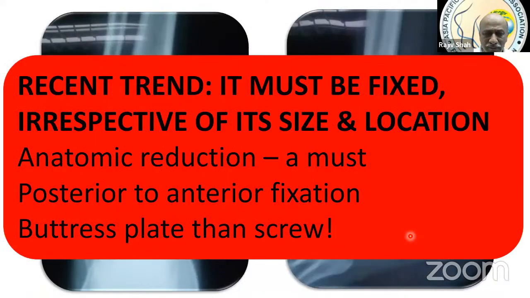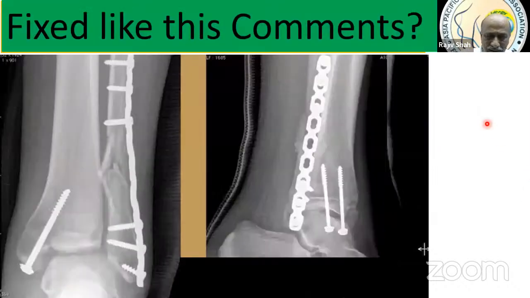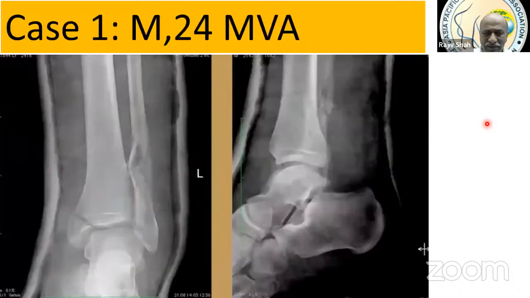Okay, so some two good cases which I could pull out. Case one is a male, 24 years, with a motor vehicular accident. So with these X-rays, this is the kind of fixation which was done. Any comments on this?